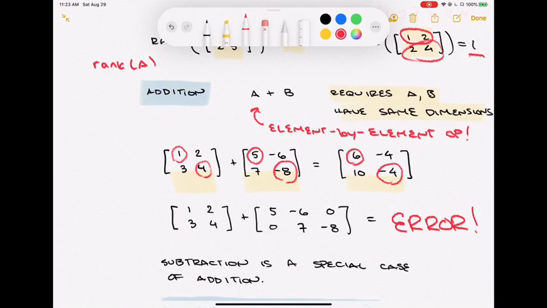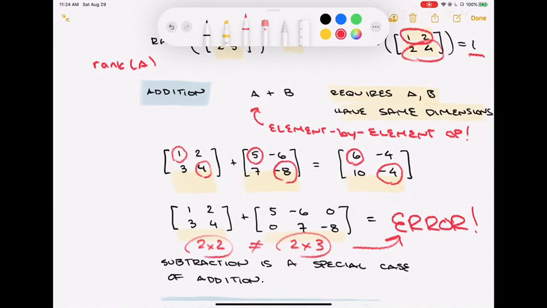To illustrate this idea of not paying attention to the sizes, if I had a case here, 1, 2, 3, 4, and I tried to add it to a 5 minus 6, 0, skip down to the next one, 0, 7 minus 8. What is this? This is a 2 by 2 matrix, and this one is a 2 by 3 matrix. Because these dimensions are not equal to one another, you would get an error in this case.